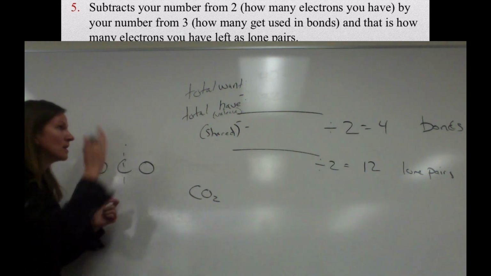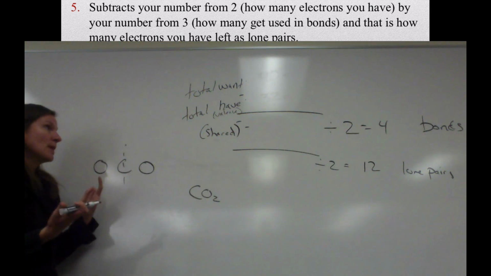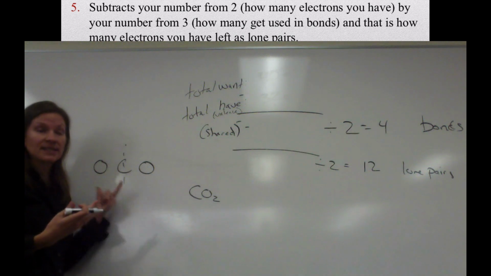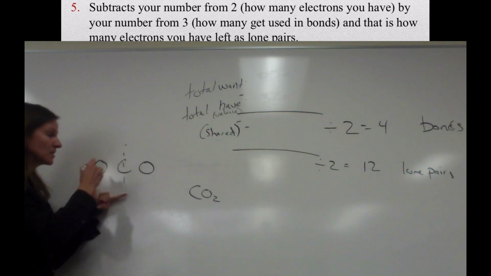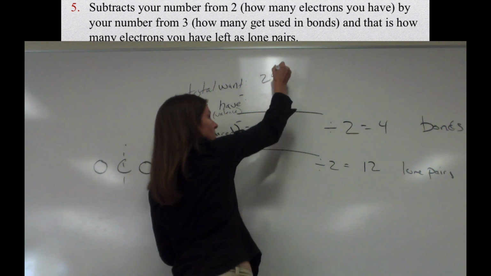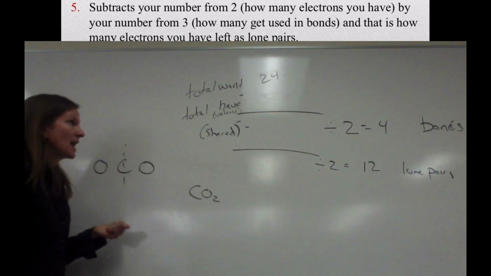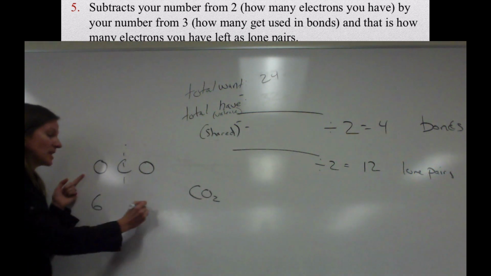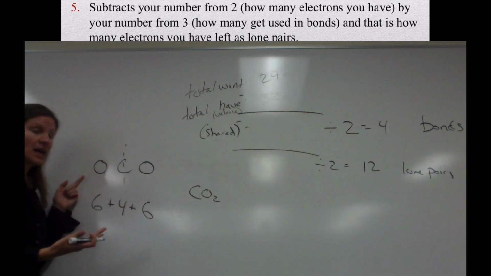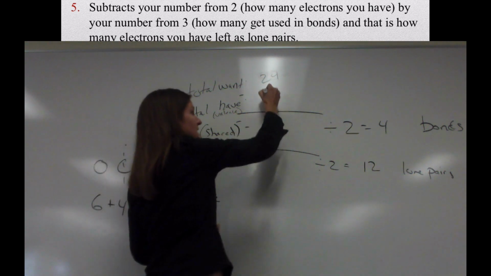Okay, now let's do our math. How many do I want? Well, I have 3 atoms, and they all want 8 because I don't have hydrogen here. So 8 times 3 means I'm going to want 24. How many do I have? Each oxygen brought 6, and my carbon brought 4. So I just add those up, and I have a total of 16.